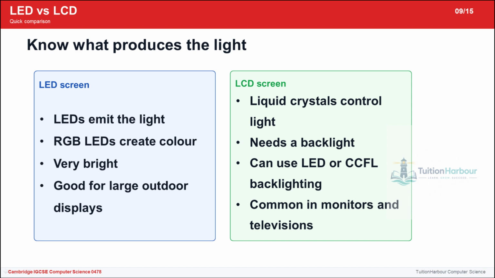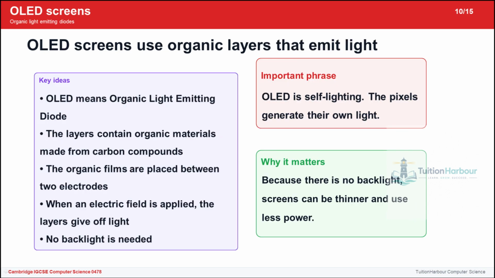LED compared with LCD. A true LED screen uses LEDs as the pixels. The LEDs emit light directly and combine red, green, and blue to create colors. An LCD screen uses liquid crystals to block or pass light. It requires a separate backlight, which may use LEDs or CCFL technology. LED screens are often used for large outdoor displays. LCD screens are commonly used in monitors and televisions.